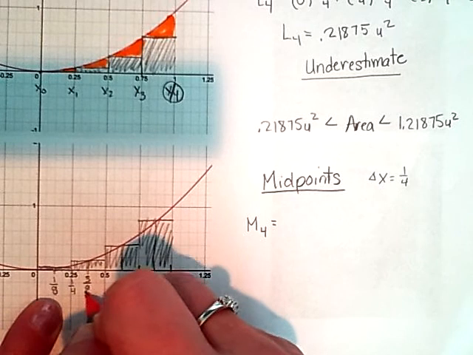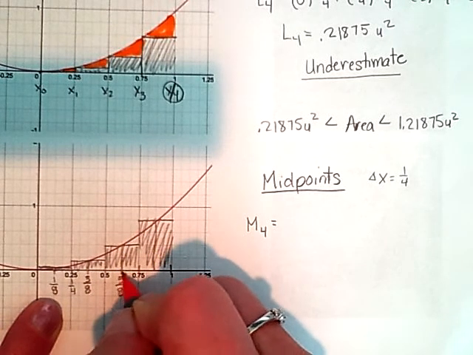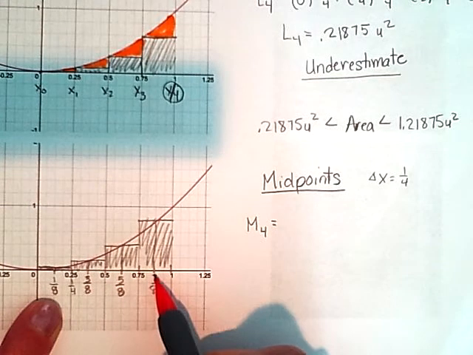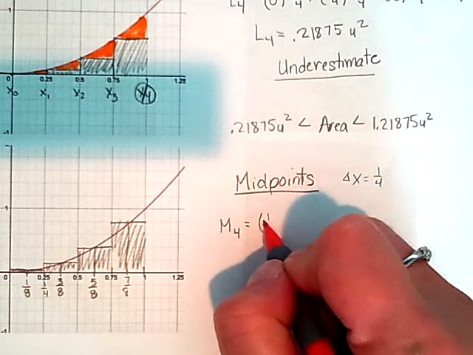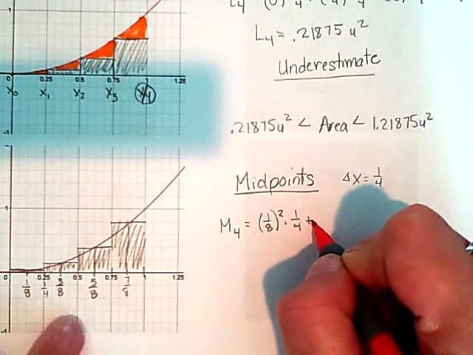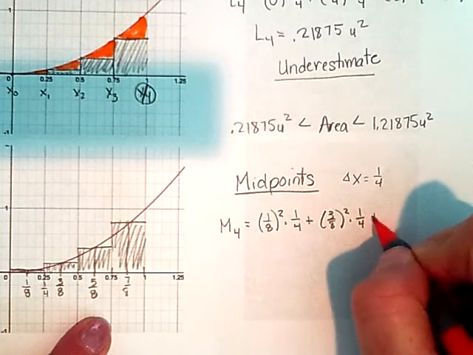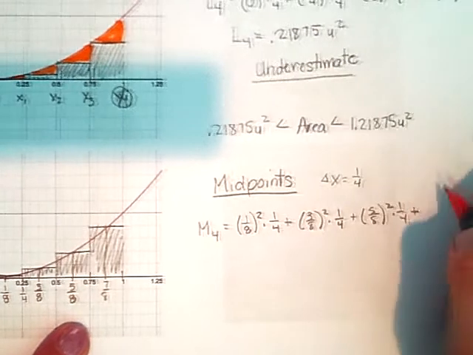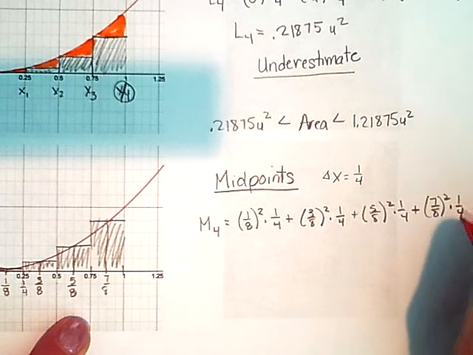I need 3/8 as my next midpoint. 4/8, 5/8 is my third midpoint. 6/8 and 7/8 is my fourth midpoint. So I'm going to take that in that function again. I'm going to take 1/8 squared times my delta x plus 3/8 squared times my delta x plus 5/8 squared times my delta x plus 7/8 squared times my delta x.